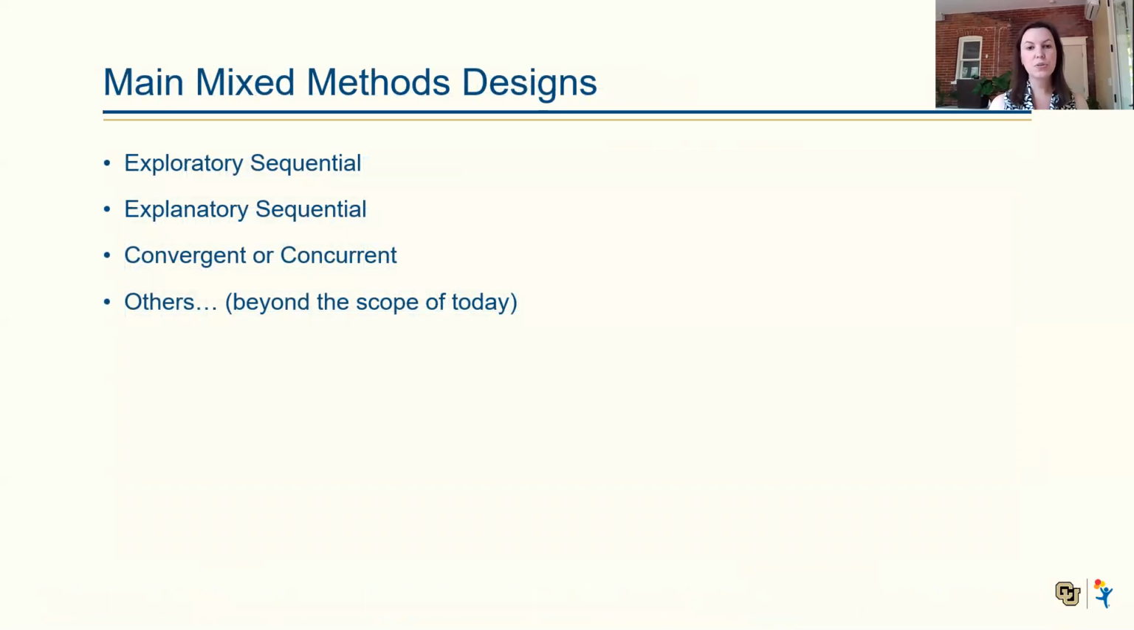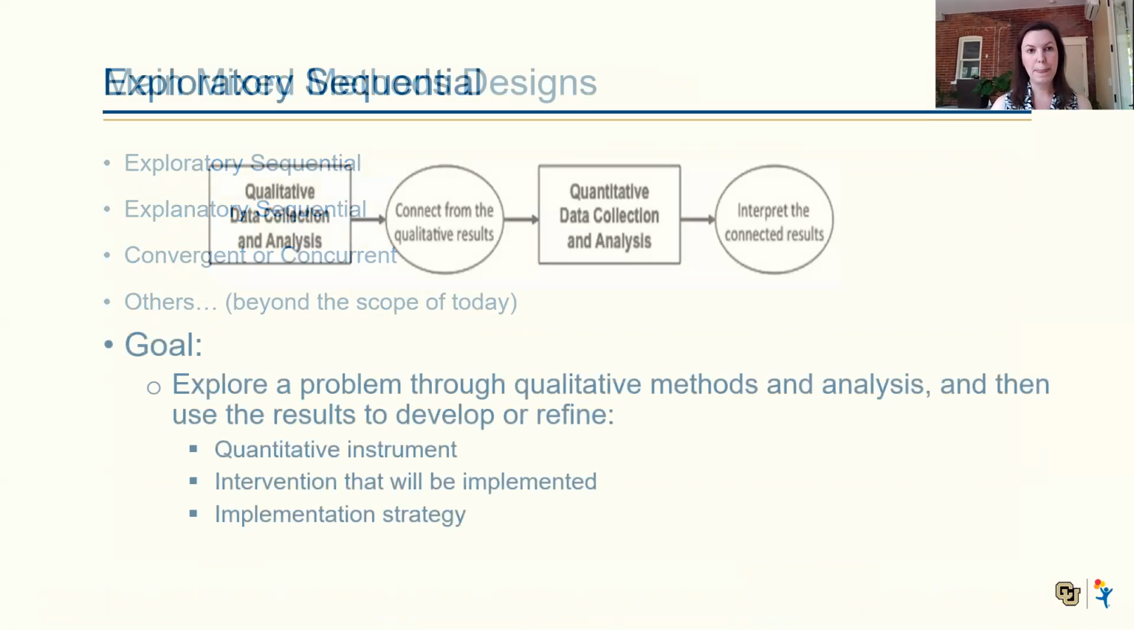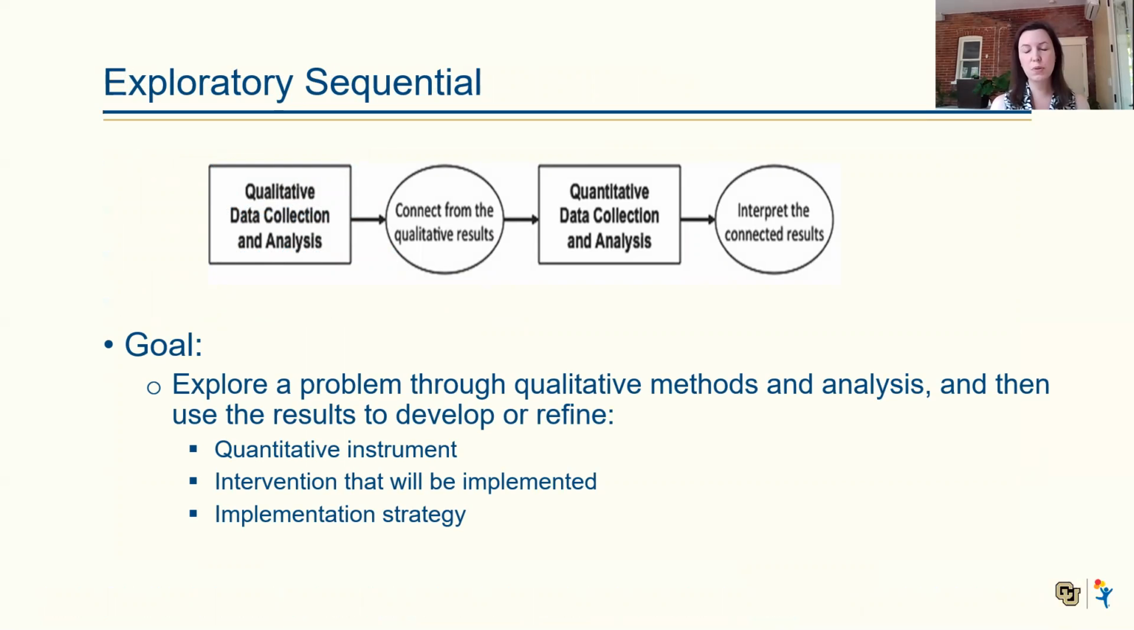All right, on to our main mixed method study designs. So I'll be going over 3 today, but there are other mixed method study designs, but that's beyond the scope of what we have time for today. So first we have our exploratory sequential study design. So exploratory is when you start with the qualitative phase. So you do qualitative data collection and analysis. And then you use the results from that to really inform the next phase, which is quantitative data collection and analysis. And then at the end, you work on integrating both, again, the qualitative and the quantitative.